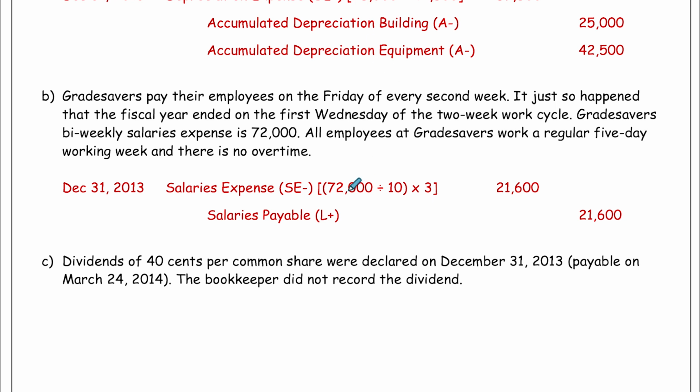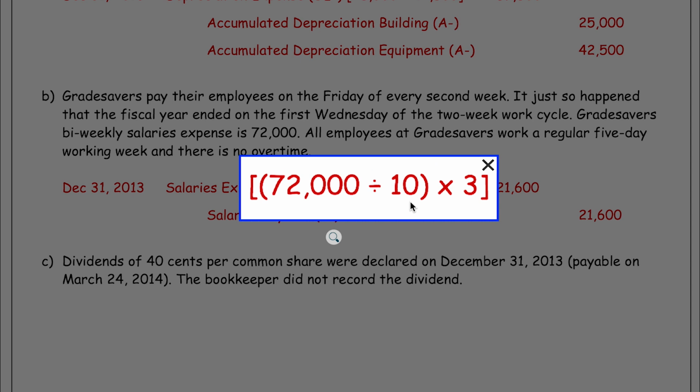So the logic behind this calculation is to understand that it's $72,000 as a salaries expense for all 2 weeks, which ends up being 10 work days. So if I divide $72,000 by 10, that's going to be the amount of salaries that the firm pays each day. And now because we want to accrue for 3 days, for the Monday, Tuesday, and the Wednesday, we're going to be multiplying by 3.